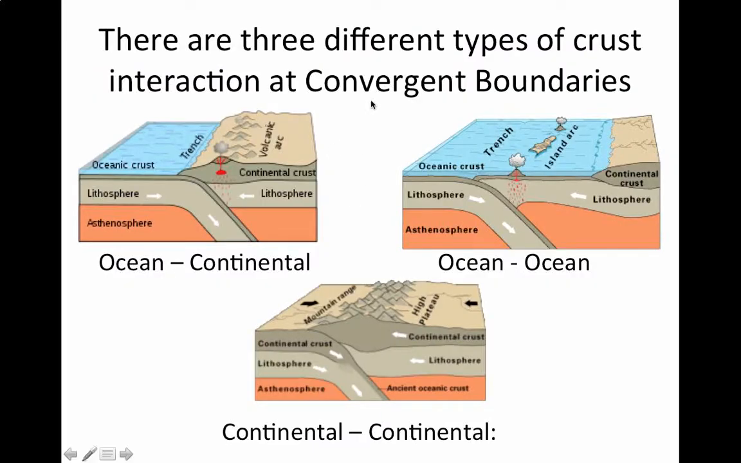Again, convergent boundaries are when we see plates move towards each other. We see very much similarities between the ocean-continental boundary and ocean-ocean, with both subduction and volcanic activity. However, with continental-continental, volcanics no longer exist as the subduction is cut off, and we end up with solely non-volcanic mountain ranges.